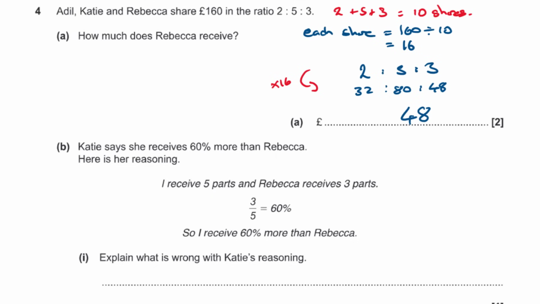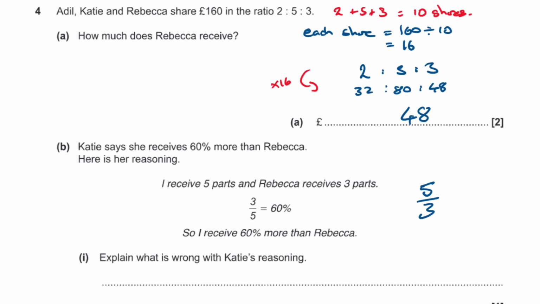Now Katie says she receives 60% more than Rebecca. Here is her reasoning. I receive 5 parts and Rebecca receives 3 parts. 3/5 is 60%, so I received 60% more than Rebecca. Explain what is wrong with Katie's reasoning. Well, I think she's got it the wrong way around, doesn't she? She received 5 parts and Rebecca receives 3 parts. Actually, she's received 5/3 of what Rebecca has received, hasn't she?